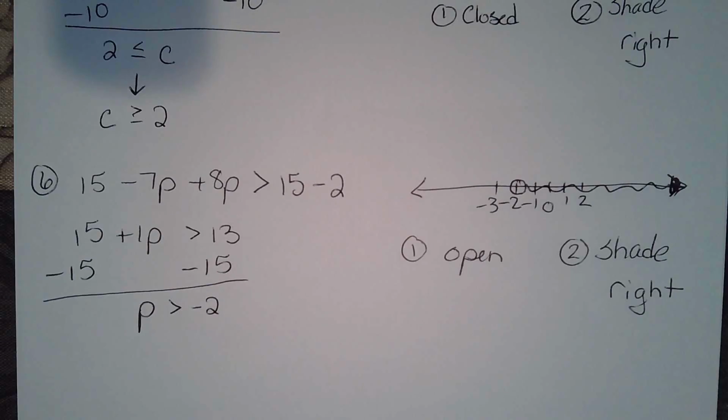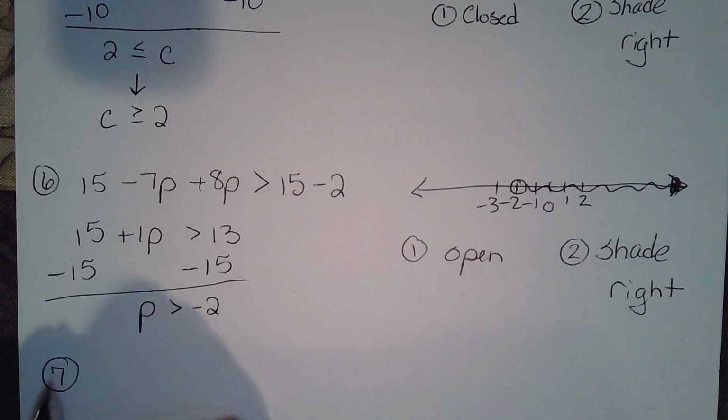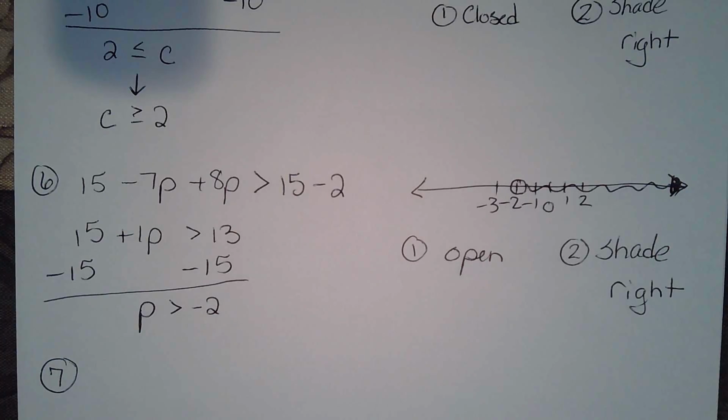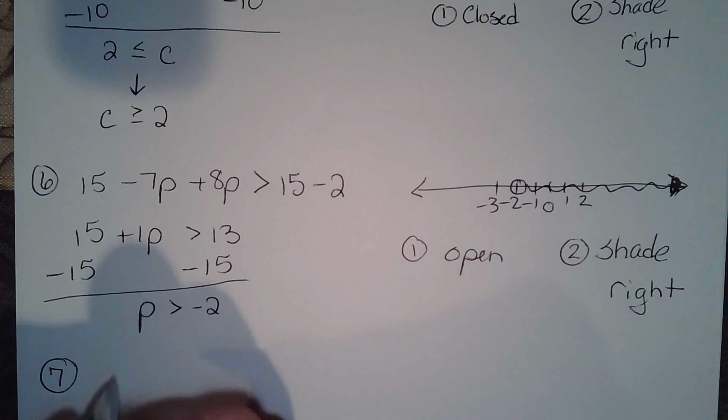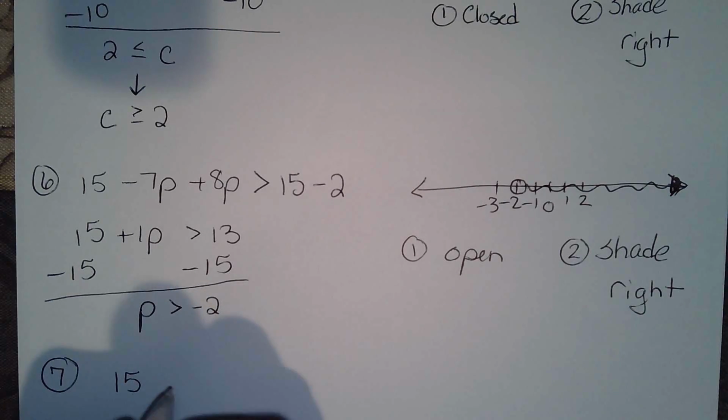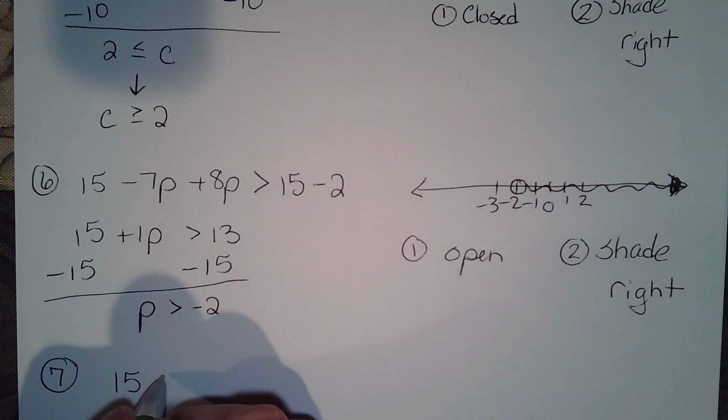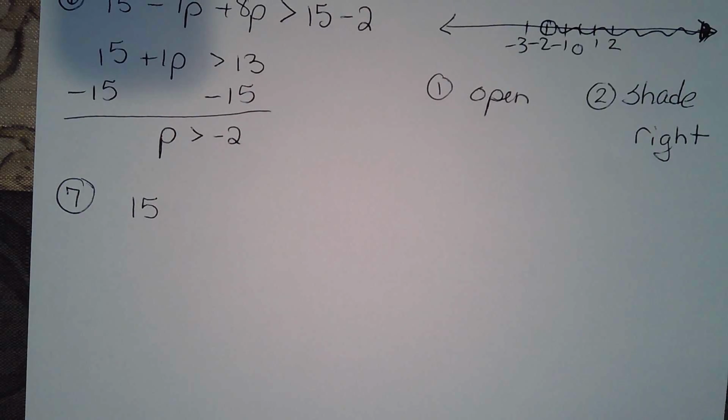Now, number 7 is a story problem. So let's look at number 7. And it says, you have $15 to spend on groceries. You have $12.25 worth of groceries already in your cart. Now, they want us to write an algebraic inequality. So the first thing we're going to do is know that 15 is our total. And we want to purchase $15 worth of groceries. All right, so that's the first thing you need to keep in mind.